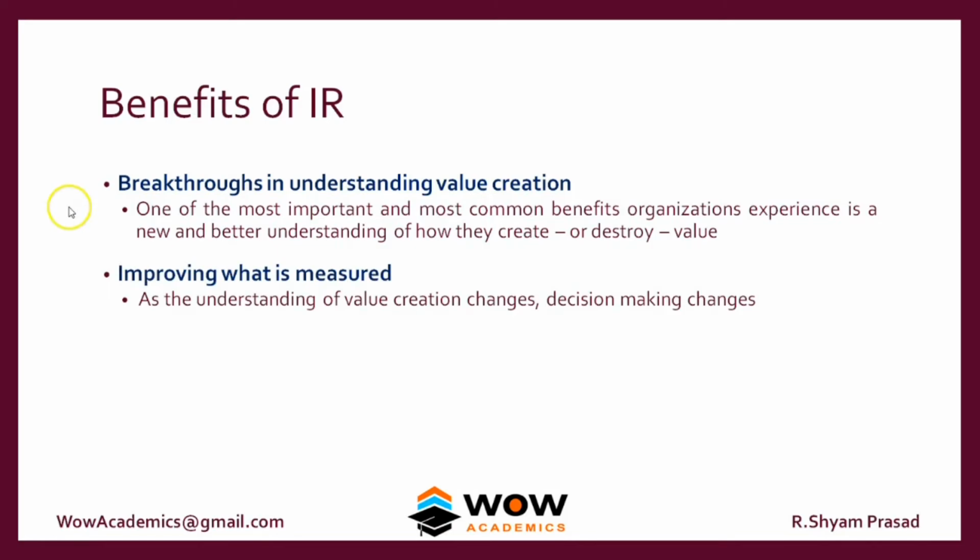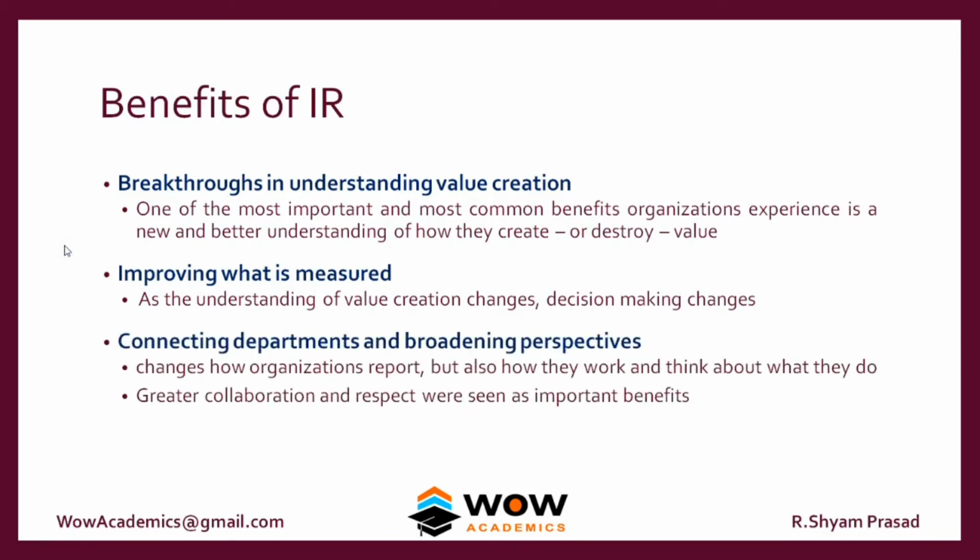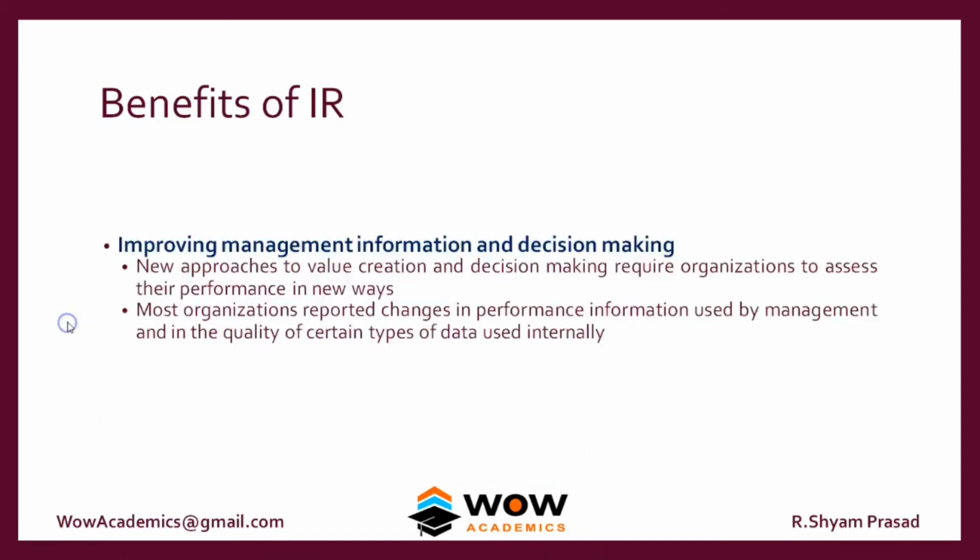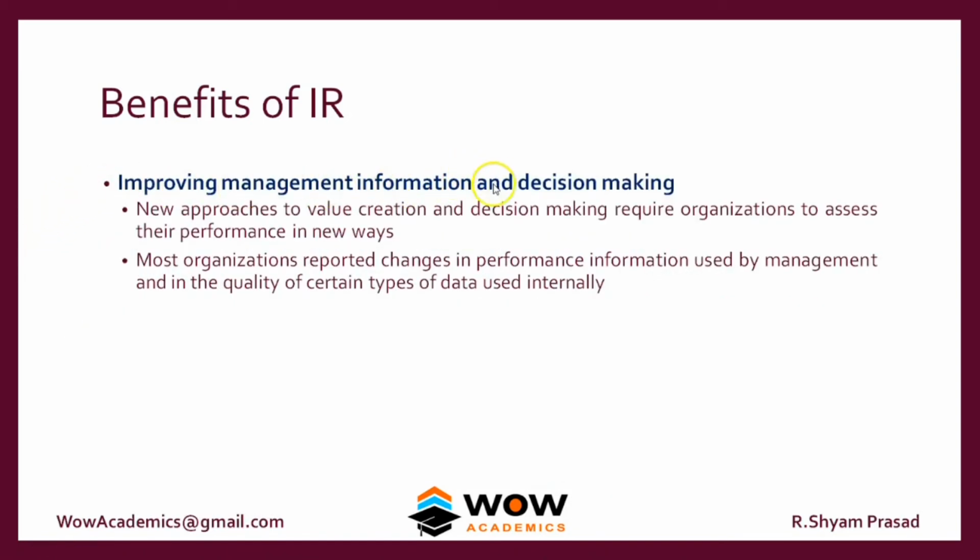Improving what is measured. So the company has an idea of what is being measured. Rather than not measuring anything, now the company is measuring everything, so they can find out how they can improve what they are measuring. Connecting departments and broadening perspective. See, the company is not about the departments anymore, okay? It's about the value creation here. Improving management information and decision making. It helps to improve decision making because information is captured in a new way when compared to the annual reports.